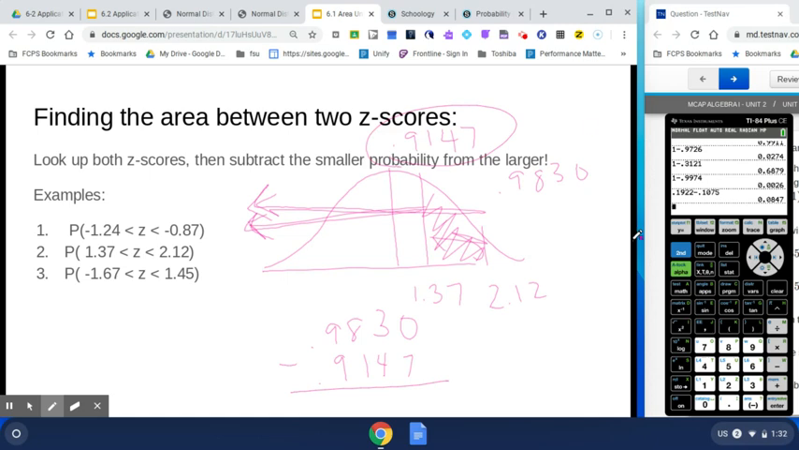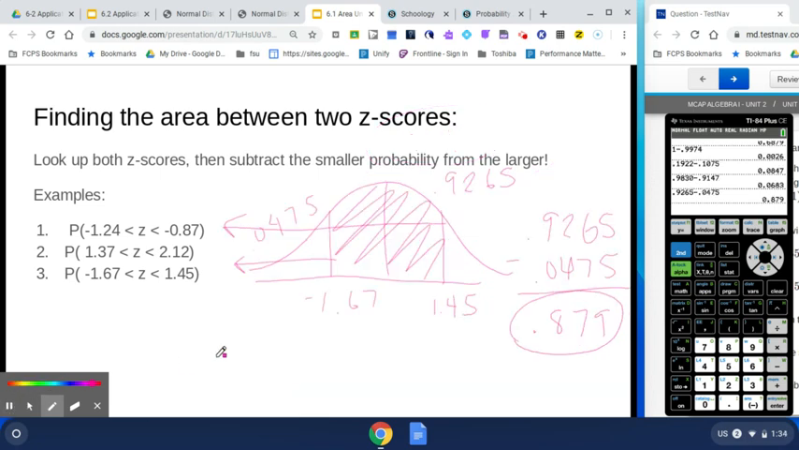Let's see what we get. 0.9830 minus 0.9147, and we get 0.0683 as the area between them. Okay, guys, try number 3 on your own, follow that same process, and then unpause the video to see the results.